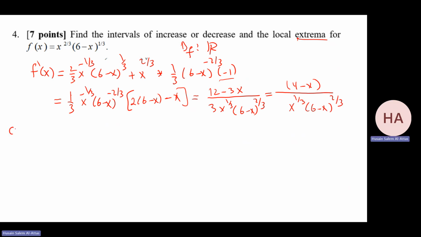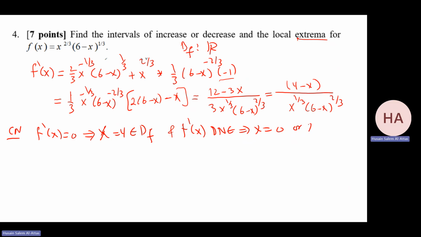Okay. Critical numbers. F prime equals 0: x equals 4, which belongs to the domain of F. Actually, the domain of F is all real numbers. And F prime does not exist, which implies x equals 0 or x equals 6. Both belong to the domain of F, since the domain of F is all real numbers. And that will be 0, 4, and this is 6. Okay, and this is my F prime.